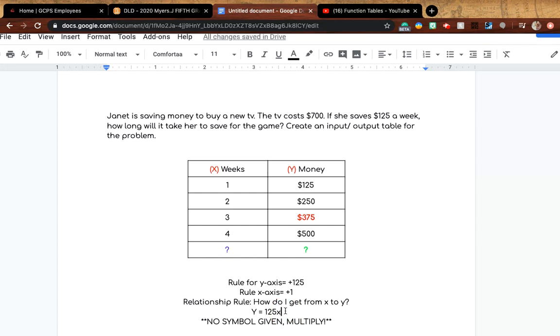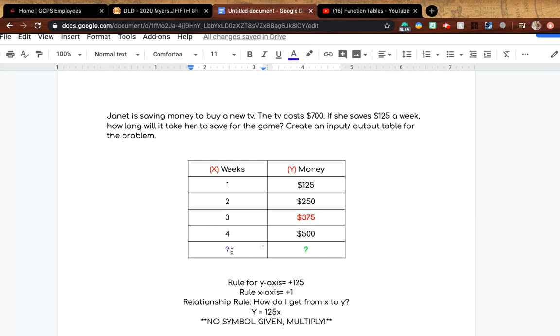So right here, this is a good example of that. 125 times x will always give me y. 125 times 2 gives me 250. 125 times 1 will always give me 125. 125 times 3 gives me 375. 125 times 4 gives me 500.